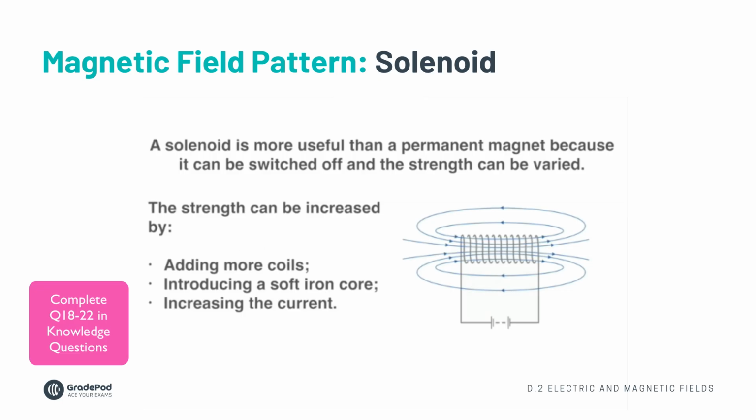A solenoid is much, much better than a bar magnet because you can vary the strength and you can switch it on and off. Both very useful qualities of the solenoid compared to the bar magnet.